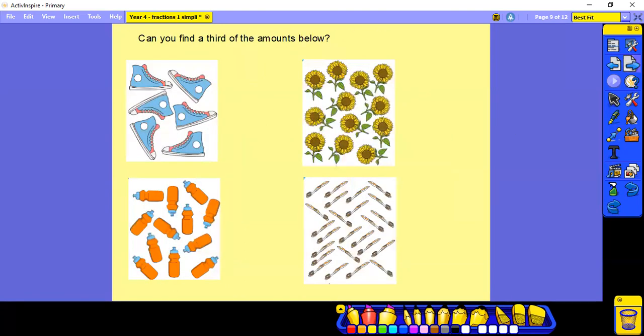So can you find a third of the amounts below? Pause whilst you have a try. How did you do? So we had 6 boots and we shared between 3. So a third of 6 is 2. We had 12 sunflowers and we shared between 3. So a third of 12 is 4. We had 12 water bottles and we shared between 3. So a third of 12 is 4. And we had 24 toothbrushes and we shared between 3. So a third of 24 equals 8.